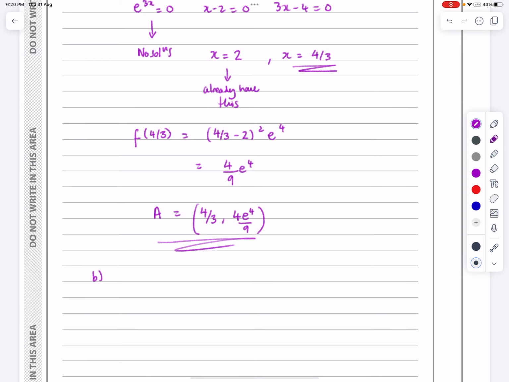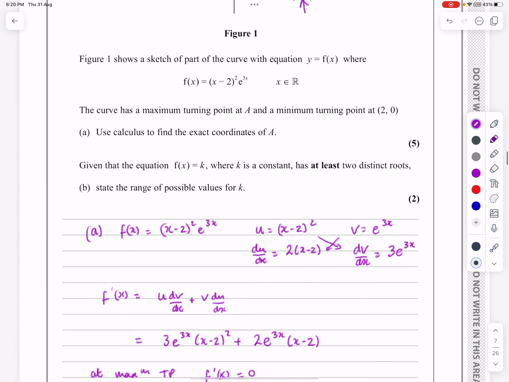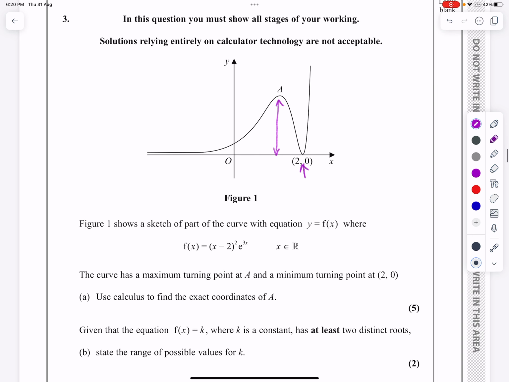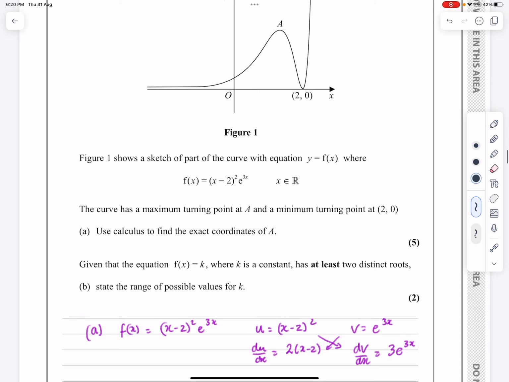Part B, what does part B say? So part B says, given that the equation f(x) equals k, where k is a constant, has at least 2 distinct roots, can we work out the range of things that k could be? Okay, so let's just explain that first of all. Let's get rid of this stuff off the graph because I'm going to use it.